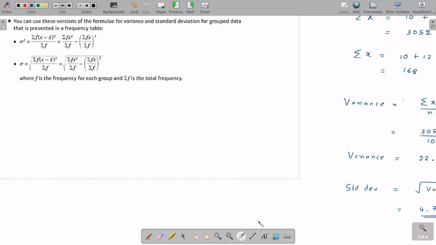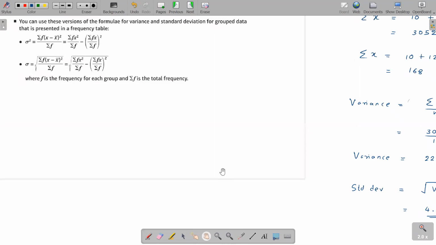Okay, so now we come to the next part where you actually work with frequency tables. Frequency tables are there for discrete data as well as continuous data. So this should work for discrete as well as continuous, as long as it's a frequency table. These are the equations that we are going to use.